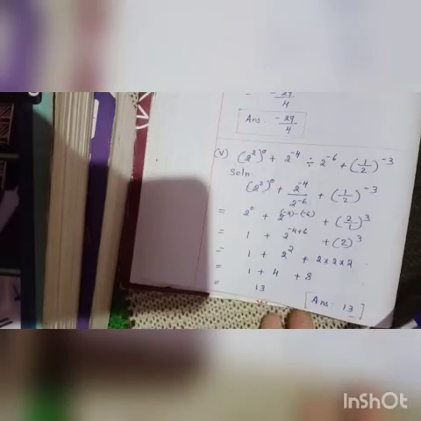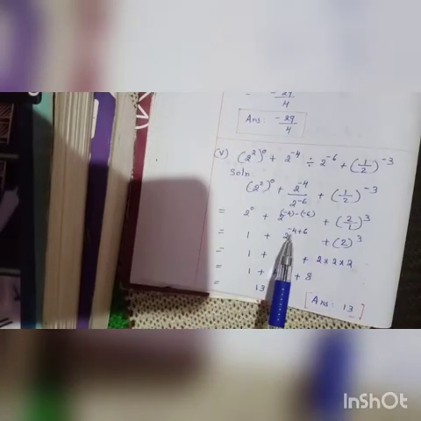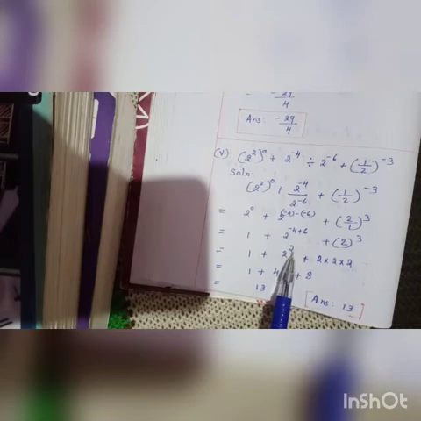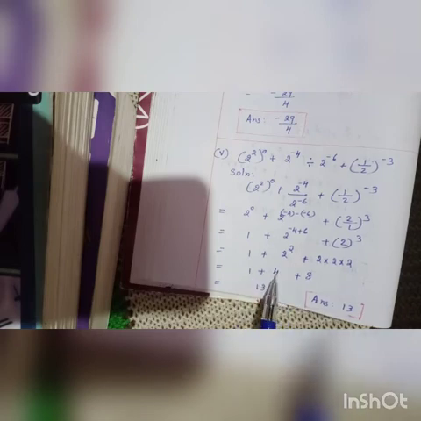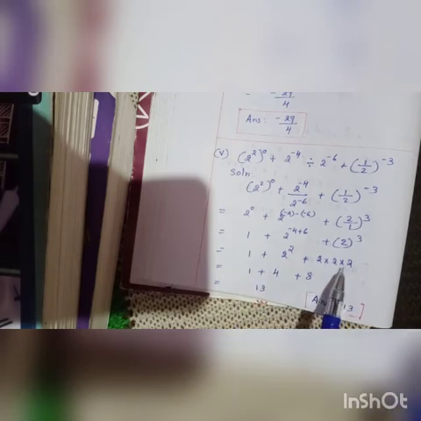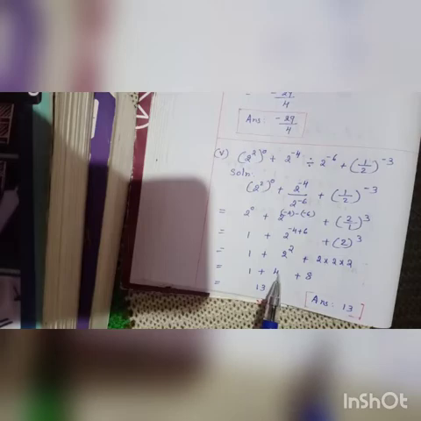Then 1 plus negative 4 plus 6 will be 2. So 2 raised to 2 plus 2 raised to 3. Expansion: 1 plus 2 square means it is 4. This 3 times 2 multiplied is 8. So 1 plus 4 plus 8 equal to 13 is the answer.